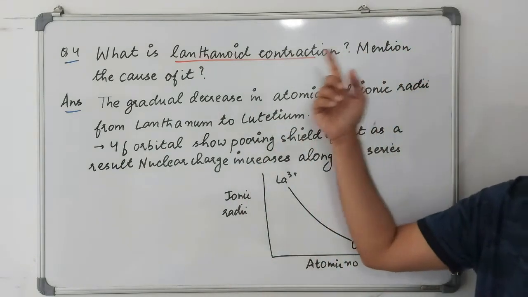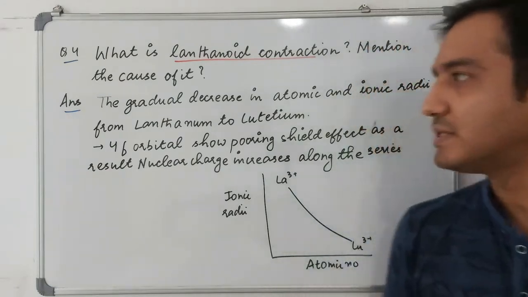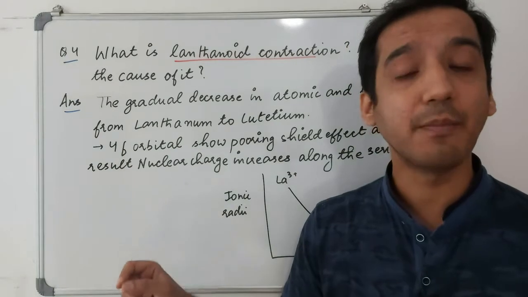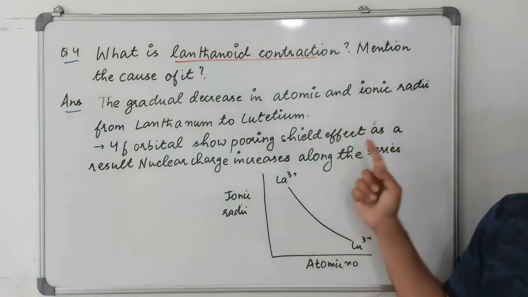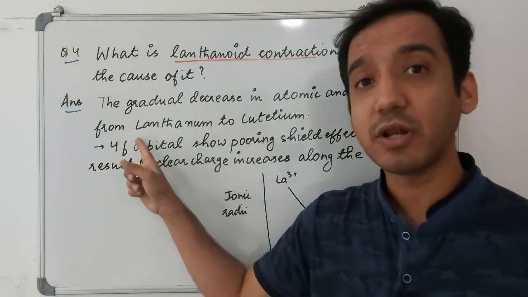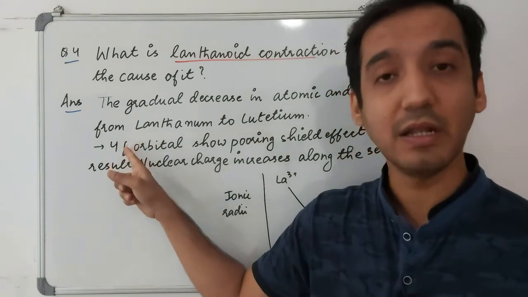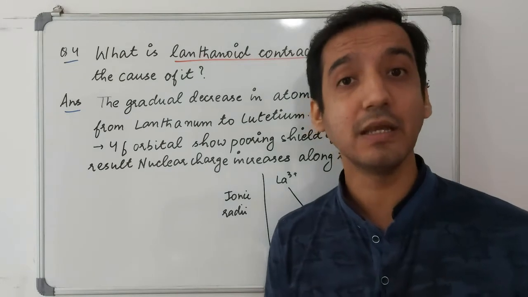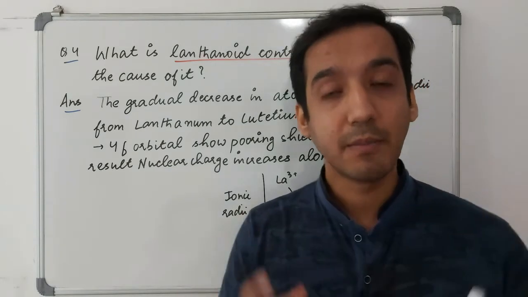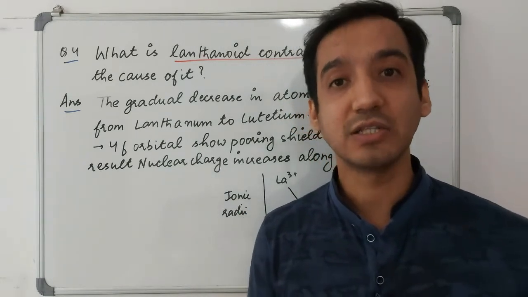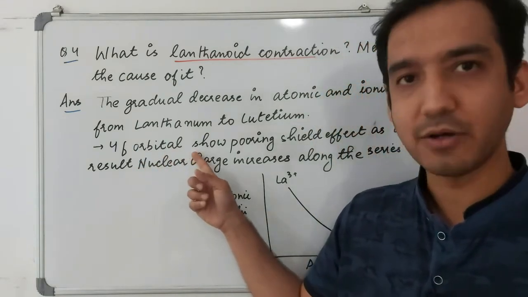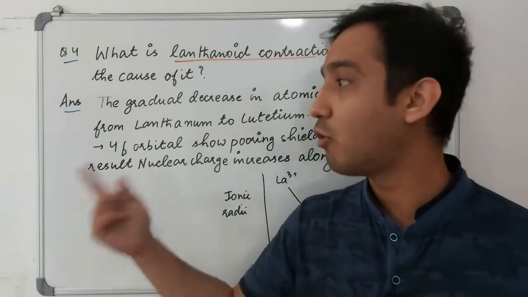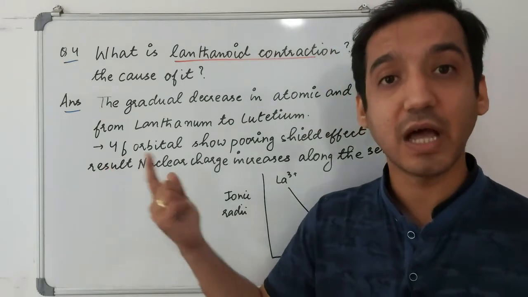Now mention the cause of it. So what is the reason? As electrons start filling in the 4f orbital, the 4f orbital shows poor shielding effect. What do you mean? When electrons enter the 4f orbital, nuclear charge is also increasing because atomic number is increasing. The atomic number increase causes nuclear charge to increase, and these electrons of the 4f do not repel the outermost electron. As a result, the outermost electrons are attracted toward the nucleus.